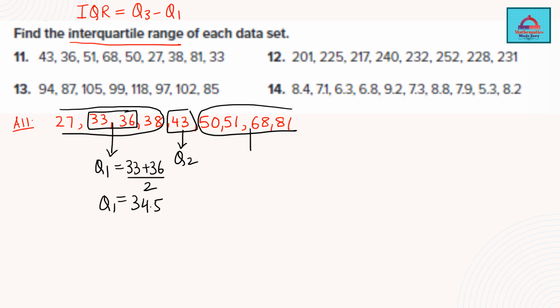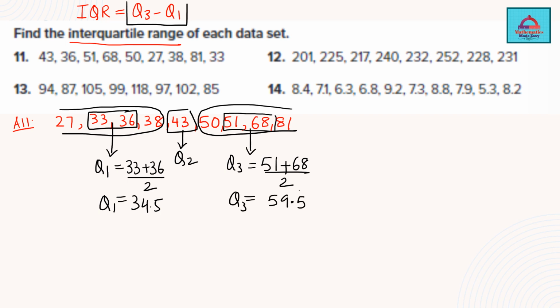Now let's find Q3 also, because for the interquartile range formula we need these 2 numbers. Again, this is the upper quartile, and here the median would be these 2 numbers, 51 and 68. With 2 numbers, we take the average: we add them and divide by 2. This comes out to be 59.5. That's the value of Q3.